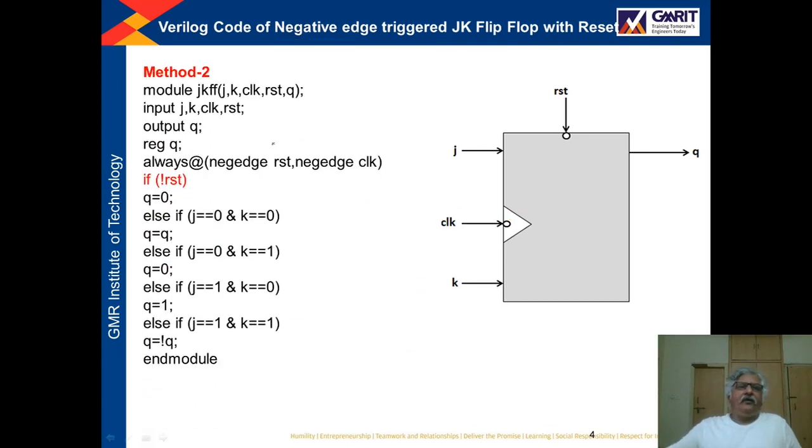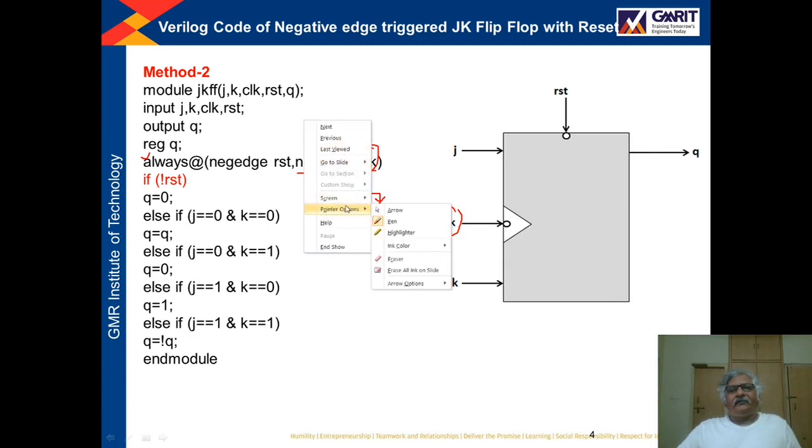So this code is exactly the same, with only one change. Now we want to detect the negative edge of the clock, so for that we have used the keyword negedge CLK. This negedge will detect the negative edge. Whenever a negative edge comes on this CLK signal, it will be detected and the always block will be activated, right? Only this is the change.